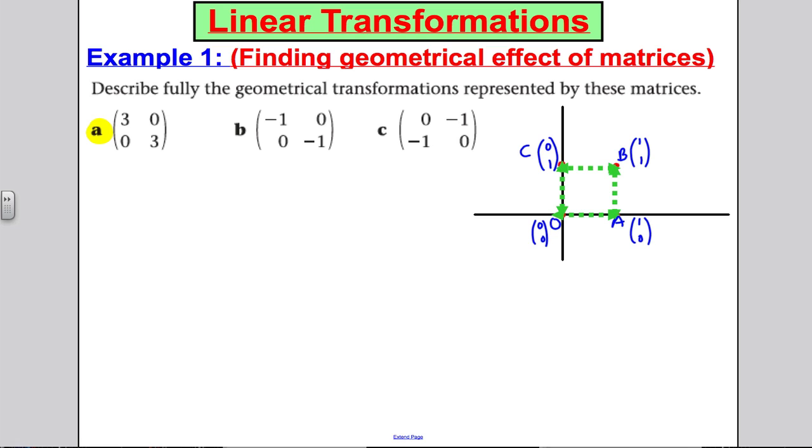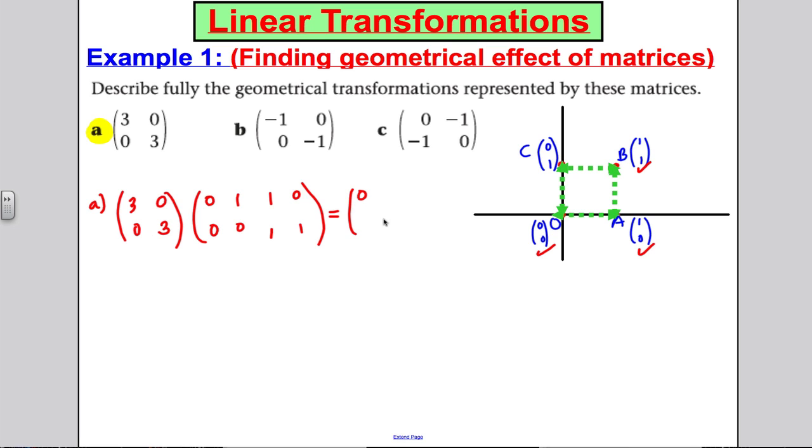You should be able to apply a matrix to the corners of that square. What you would do is you would take this matrix 3, 0, 0, 3, and you would multiply it by 0, 0, this one here, 1, 0, this one here, 1, 1, this one here, and 0, 1, this one here. Okay, so let's multiply that out. This row times this column would give me 0, and this row times this column would give me 0. This row times this column would give me 3, this would give me 0, this would give me 3, this would give me 3, this would give me 0, and this would give me 3.